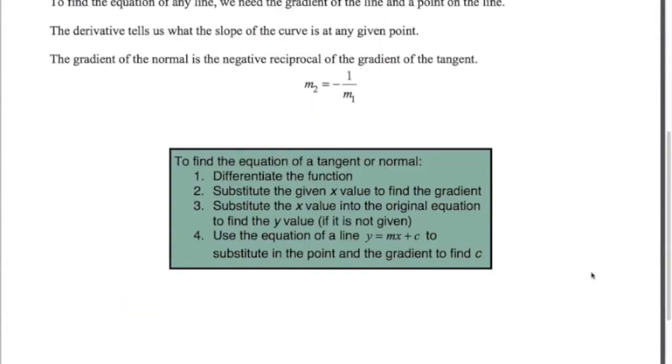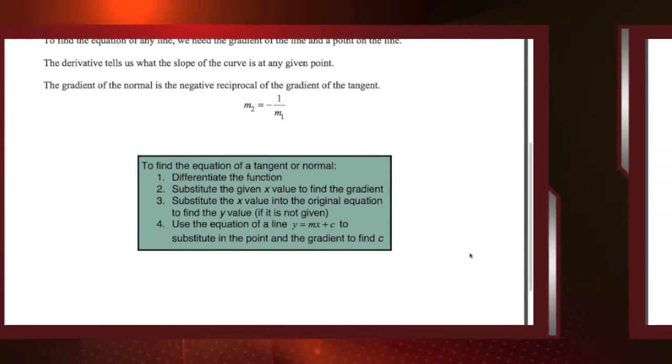So here's the process that we're going to go through. To find the equation, we're going to differentiate the function. Remember, the derivative is telling us about the slope of the curve or the slope of a tangent. We're going to substitute in the given x value to find the gradient, and then substitute that x value into the original equation to find the y value, if we're not given it, and then go back to our coordinate geometry skills to use the equation of a line, y equals mx plus c, to substitute in the point and the gradient to find c, and hence get the equation of the line.